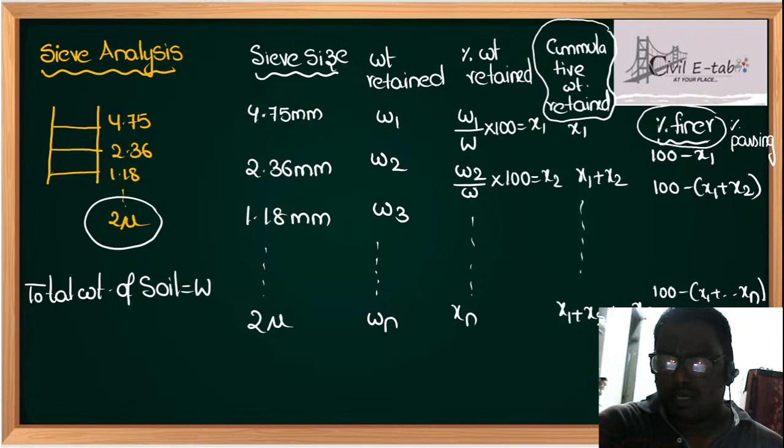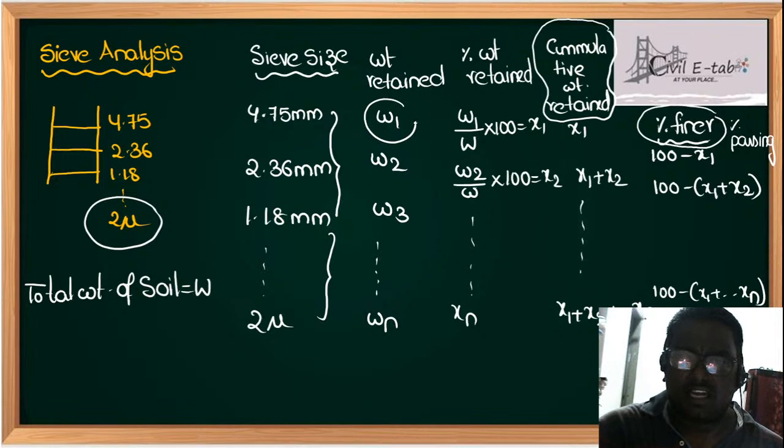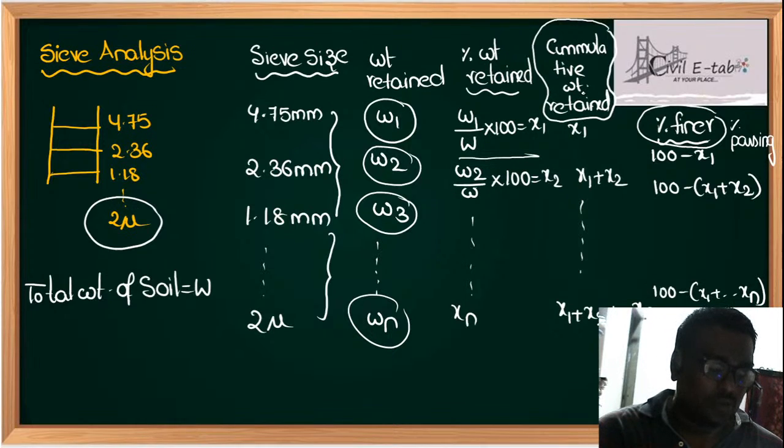I hope you are clear in this topic. So what do you mean by sieve analysis, students? If you take different types of sieves, first on each type of sieve, how much weight is retained, you have to know through the experiment. After finding the weights, you have to follow this table, that is percentage weight retained. Then you will find out the cumulative weight retained. After finding the cumulative weight retained, you have to find out the percentage finer. Am I clear, students?